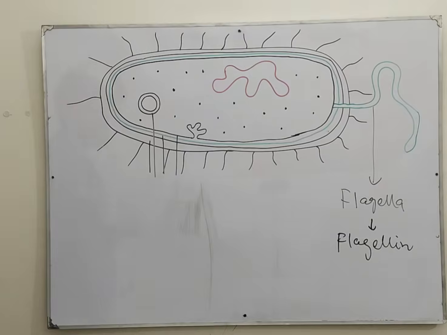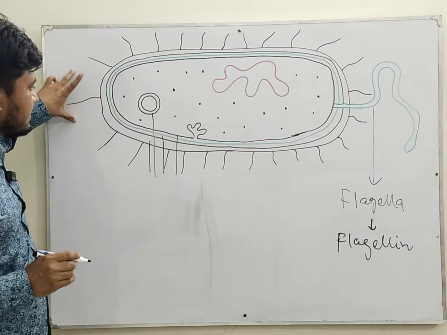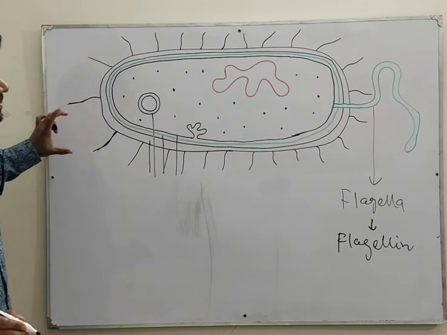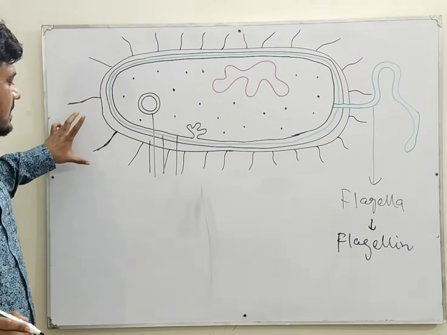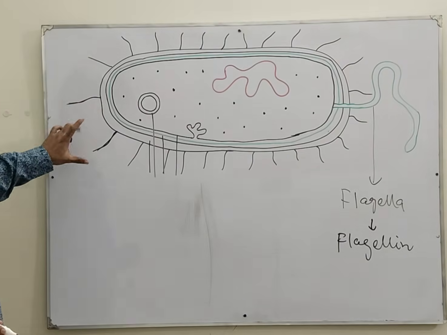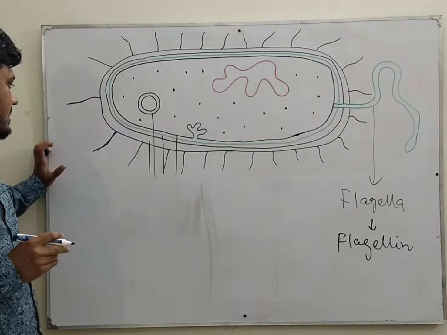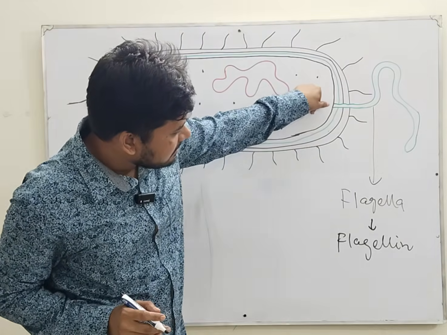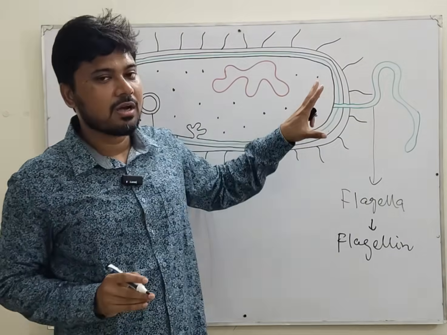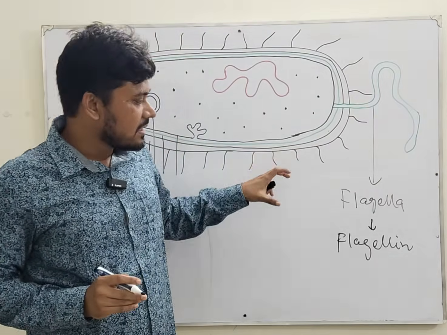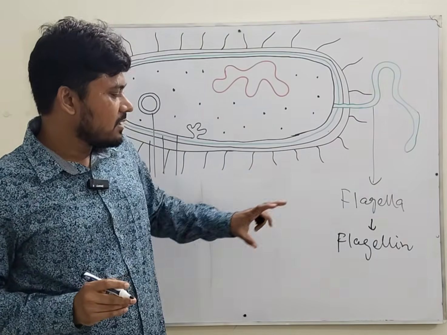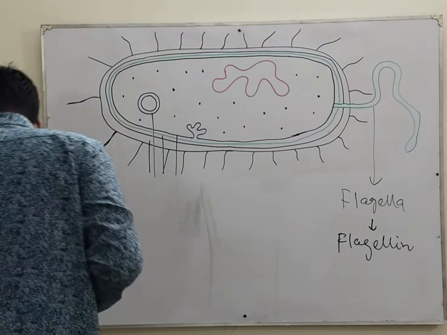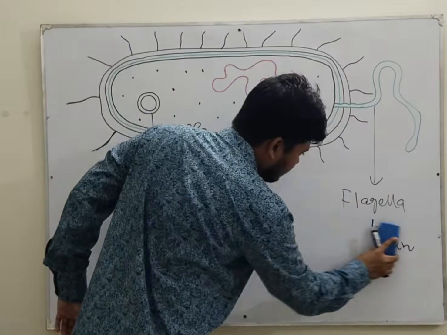So the difference between pili and flagella is that pili arise from the cell surface, are composed of pilin protein, and their function is to mediate attachment to the host cell surface, and sex pili helps in conjugation. On the other hand, flagella arise from the cytoplasmic membrane and are the organ of locomotion. That means flagella helps in motility of the bacteria. It is composed of flagellin protein. And flagella is of four types.